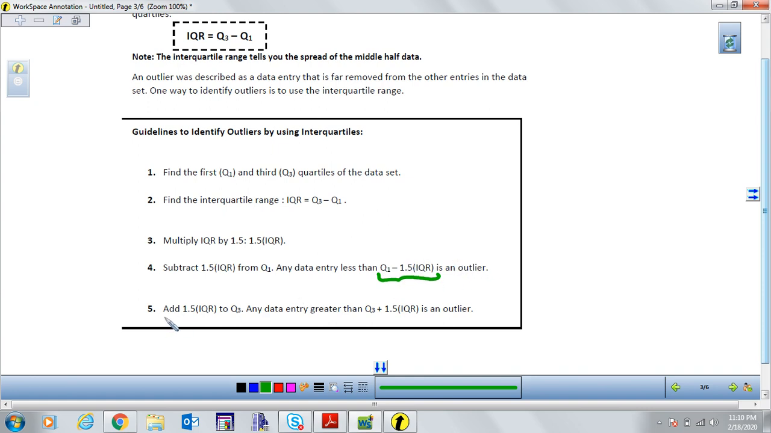Number 5 says that the multiplication of 1.5 times the IQR, when you add this answer to Q3, here is the formula, Q3 plus, instead of minus, 1.5 times the IQR, I'm sorry, from step 3, is going to be an outlier. So any value that is greater than this formula will be considered an outlier. And that's what you're doing here, finding any possible outliers.